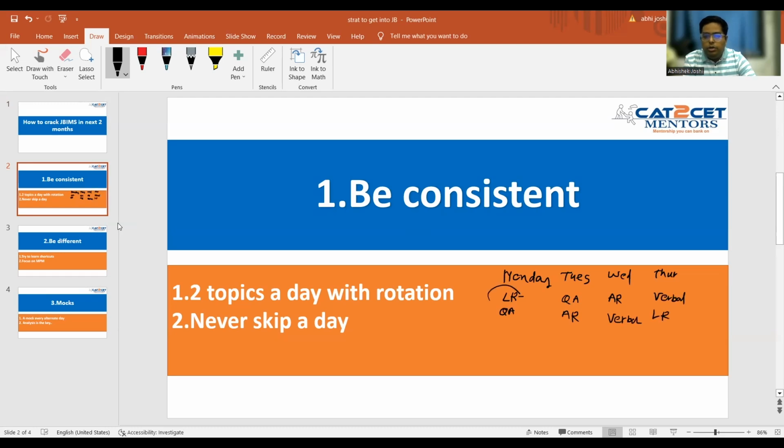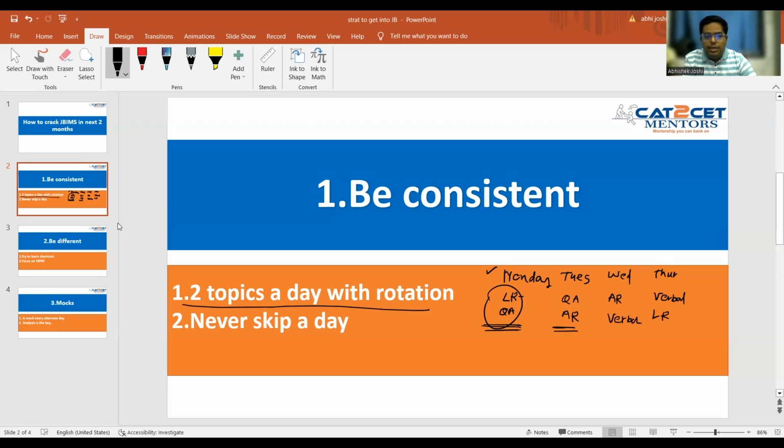So can you see the rotation is there? One topic from LR, one topic from QA, another topic from LR and AR, like abstract reasoning on Tuesday, and so on. What will happen is that you'll be able to solve a variety of questions and you'll not get bored with this, right? So that's how the rotation should work. 2 topics a day, and that too with the rotation.